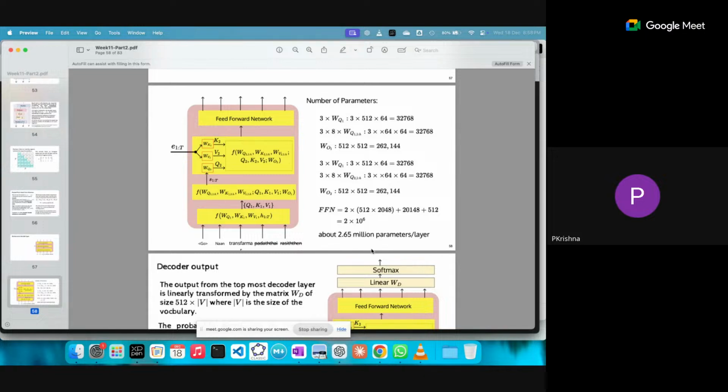Any ideas from anybody else? What is the final answer? Sorry, guys, what is the final answer? I can't see it. 3680. Okay, so now here, 3680.